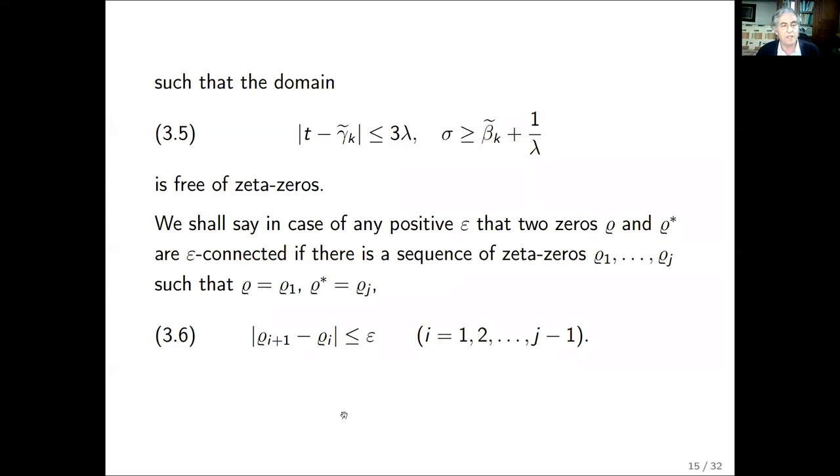This means that instead of having one isolated zero, which we cannot guarantee, we try to reach a small set or small group of zeros which are very near to each other. And on the other hand, all the other zeros are by a large quantity more far from this group than the members of the group from each other. In order to do this, we introduce the definition that two zeros are epsilon connected if there is a chain of zeros from one to the other, such that consecutive zeros in the chain have a distance of at most epsilon.